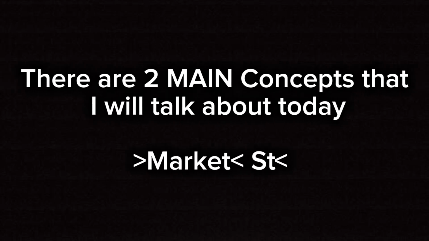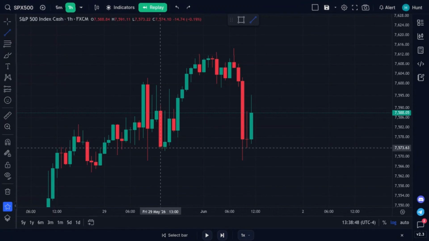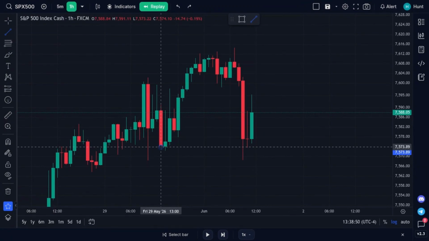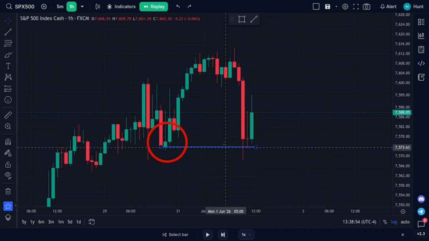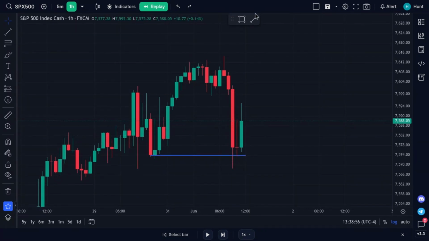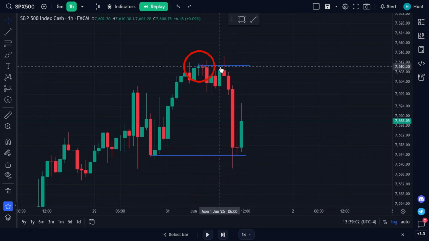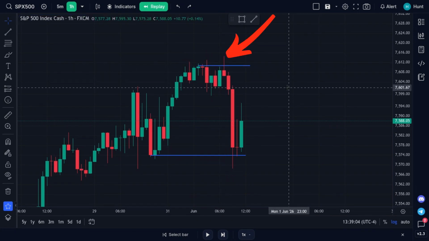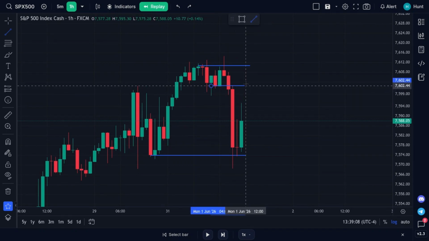There are two main concepts that I'm going to talk about today, and that is market structure and liquidity. Now, market structure is actually very easy to understand. You're basically just marking out your lows and your highs. As you see this low here, we mark this out. However, this is not a valid shift because you see there's just a wick. Same thing with this high, we mark this out. The candle did not close over the market structure over that high, so that's not a valid market structure break.